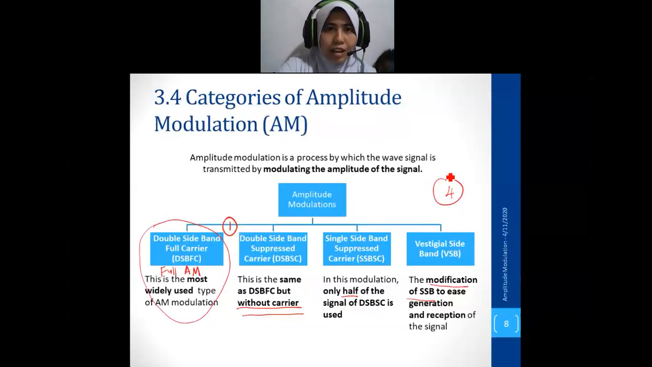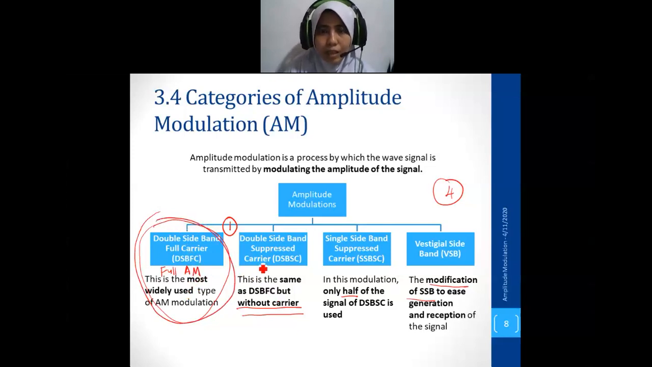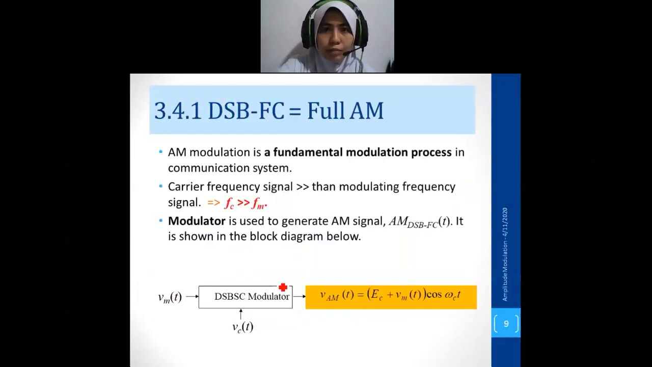Okay, for today, we only focus on the first type, that is double sideband full carrier, DSB-FC. And tomorrow, inshallah, we will proceed with another three types of amplitude modulation. Okay, what is DSB-FC or the full AM? As I said before, it is the fundamental modulation process, the basic of amplitude modulation. For this one, the carrier frequency is larger than the modulating frequency.